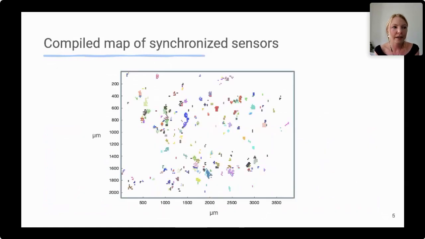This allowed us to make a compiled map of all the synchronized sensors. So this consists of all these different local recordings where we determined the synchronized regions, and all these regions got a color to give an overview of the local synchronization of the whole array, because we never simultaneously recorded distant parts of the array. We couldn't analyze the global synchronization in this case. So this is about local synchronization.